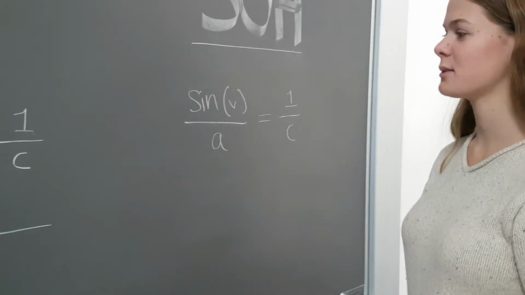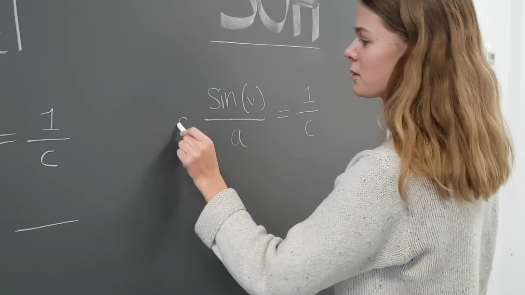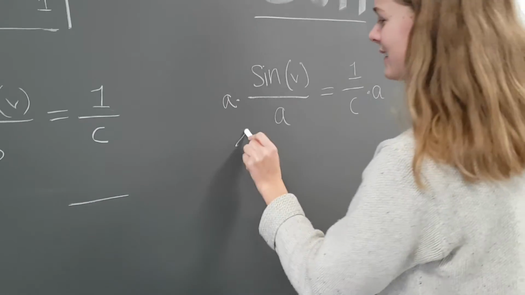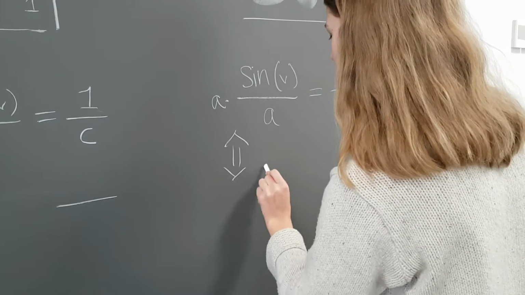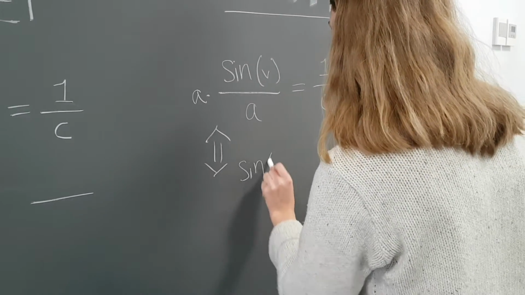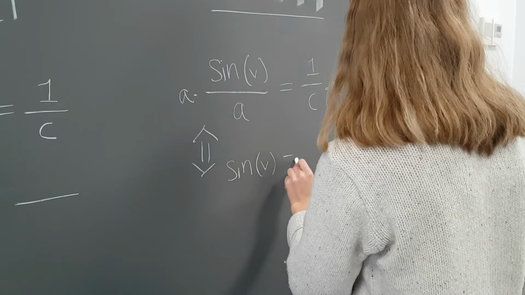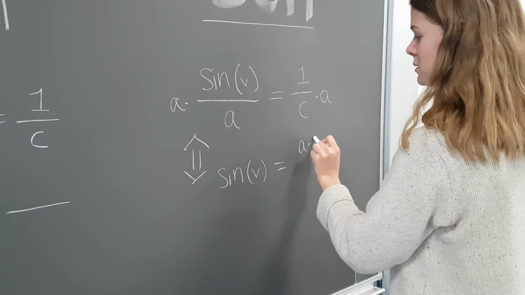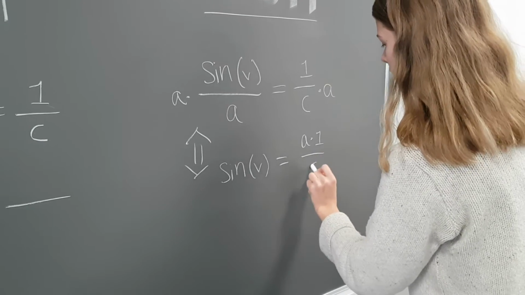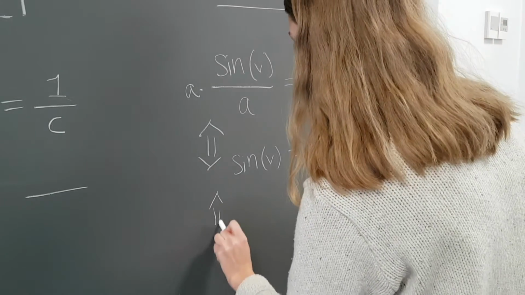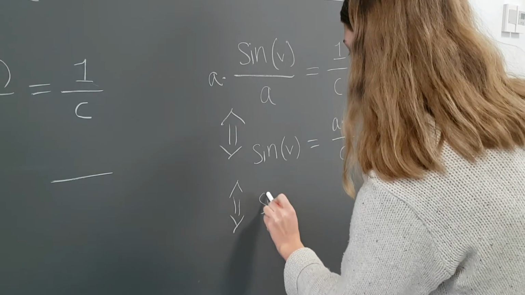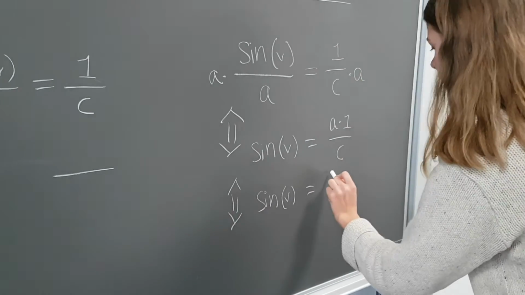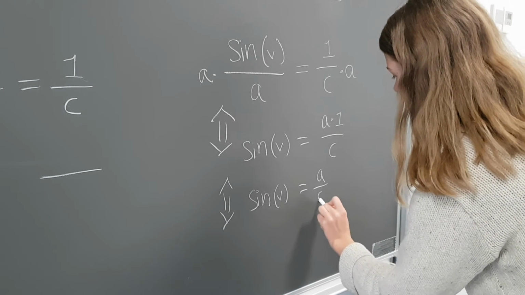To isolate sine, we need to multiply by A on both sides. Then A moves into the numerator. And we can see that sine is equal to A over C.